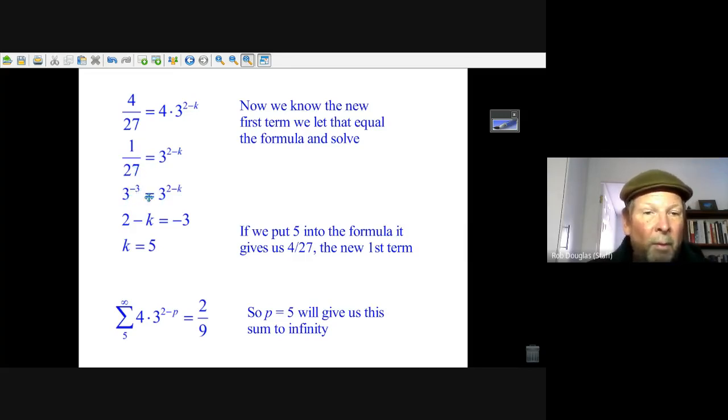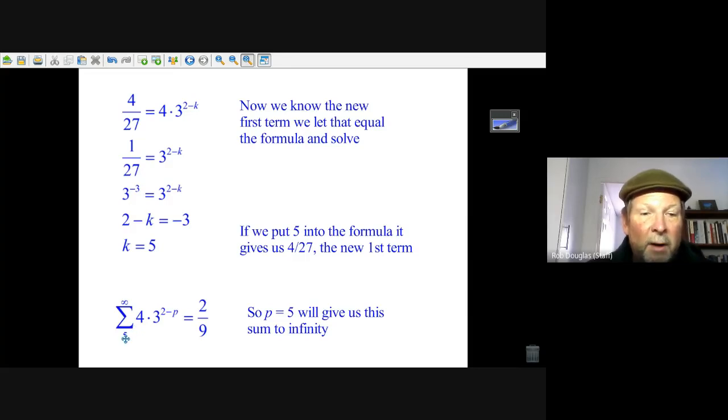And you remember the whole thing with solving exponential equations is to get the base the same. Well, we've done that. So now we've got minus 3. This could only be true if minus 3 equals 2 minus k. So we add k and we add 3 to both sides and we get k equals 5. K equals 5. Well, that's the number that you need to start with. We don't want to start the sigma notation with 1.